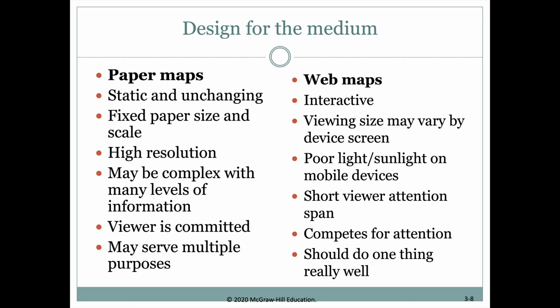When you make a paper map, if someone's looking at it, they're probably pretty committed to looking at it. They've pulled it out of their backpack, they've spread it out, they've unfolded it, and this is the one thing they're interacting with at the time. But that said, it can serve multiple purposes. It can show them where they're going, it can tell them how far someplace is, it can do all sorts of different things. With a web map, it's a completely different ballgame.